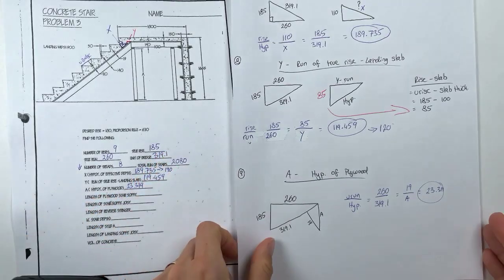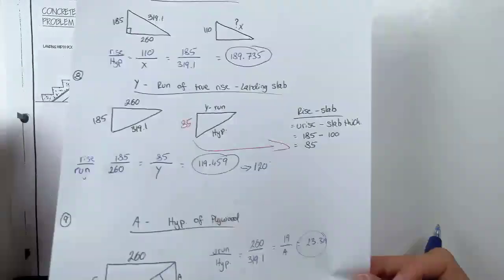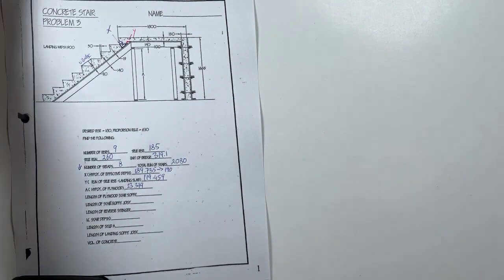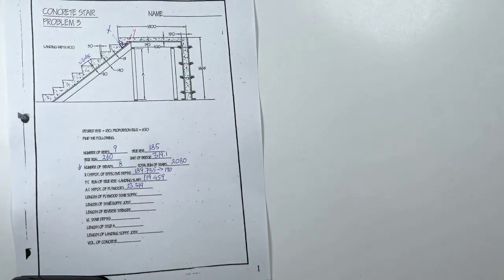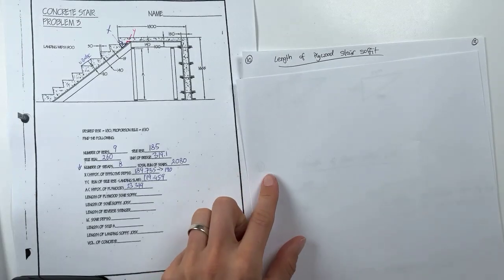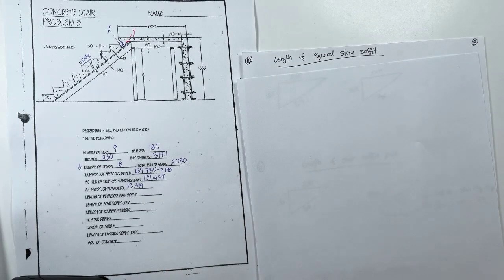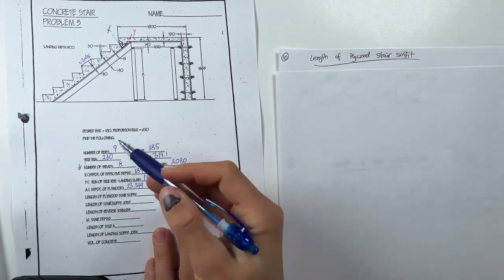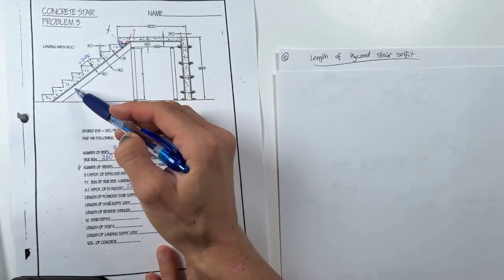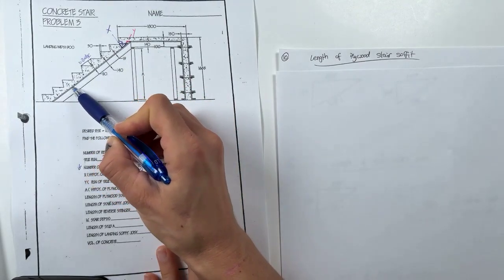There we go. Boom. Pop these aside. Next, we are looking for the length of plywood from the stair soffit. So what does that mean? Well, let's look. So the stair soffit is what's below here. That's what's called the stair soffit. And we have a piece of plywood here, right?